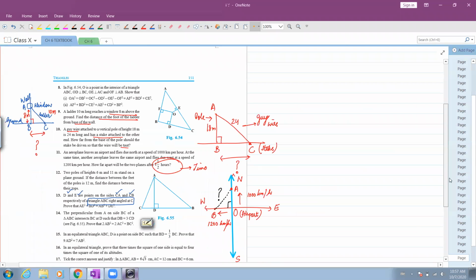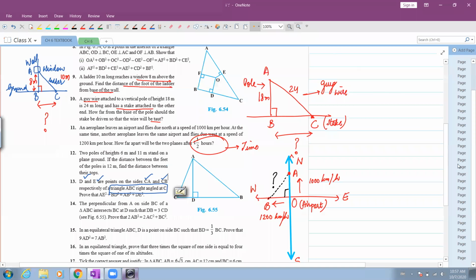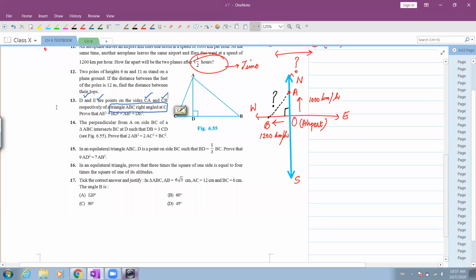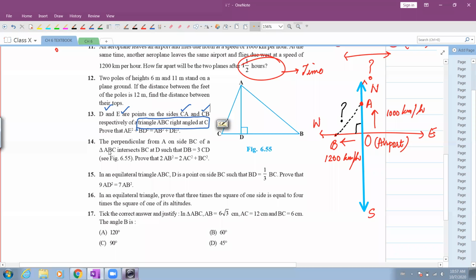After this, we have question number 14. Question number 14 and 15 are very important. Question number 14 says that you have a perpendicular from A on side BC of a triangle ABC, and as such, nothing is given about this triangle. So you will draw a simple triangle, not a right triangle. Triangle ABC will be a regular triangle. The figure is given here, triangle ABC, figure 6.55. It's not a right triangle.